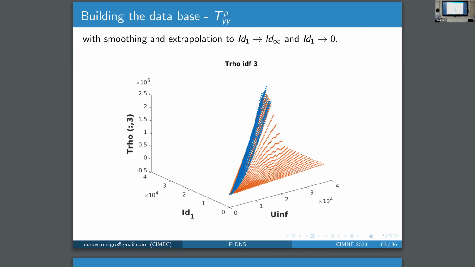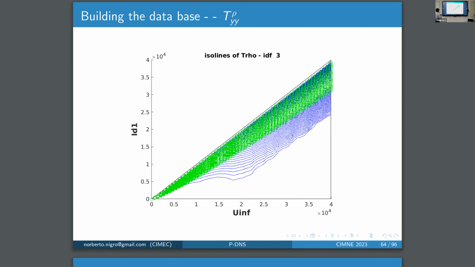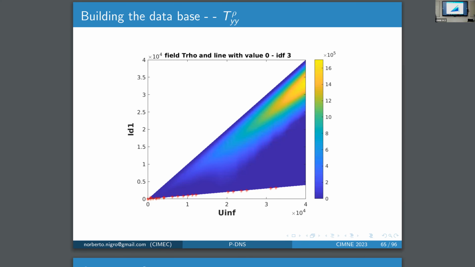This is how it looks, one of the components of the tensor in the database for different U infinite or ID infinite and ID1. The blue is the points that we really simulate, and the red are points that are extrapolated, because we need a lot of time for getting those points, and we try to convince you to join us in order to get them. So the green are the points that we have. The blue are ISO lines for different values, and this is what we extrapolate. Also, this is the same picture, but in snapshots.